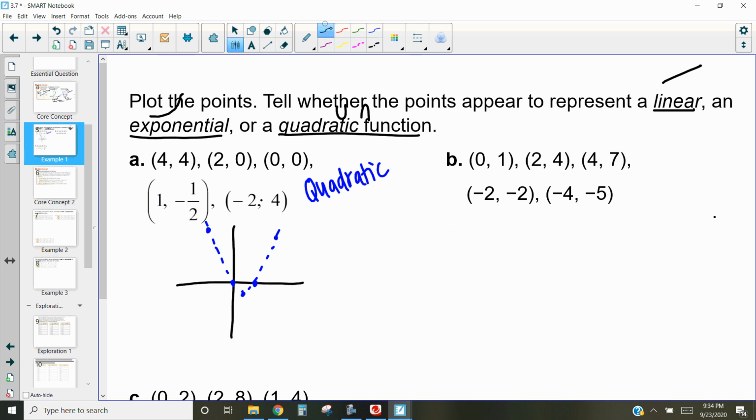Now let's take a look at this next one. What do these points look like? Again, we are just plotting these points here to see what happens. So I've got a (0, 1) point right here. Let me do it in blue again. A (0, 1).